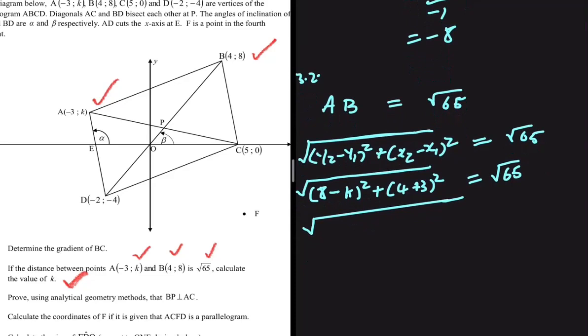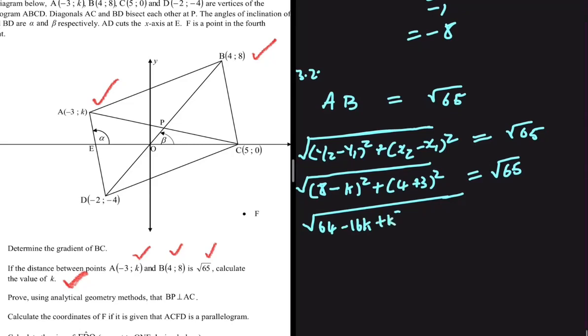How do you solve that? What is 8 multiplied by 8? That is 64. And then you multiply 8 by minus k, it will give you minus 8k. You multiply that by 2, you're gonna get minus 16k. And then minus k multiplied by minus k, that is just plus k squared. And then 4 plus 3, that is 7. You square that, you get plus 49, being equals to square root of 65.